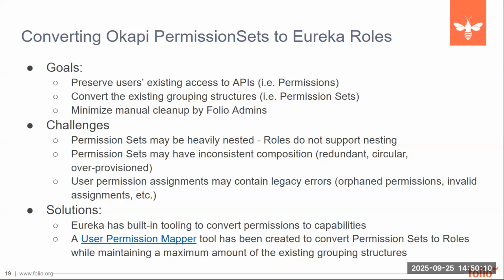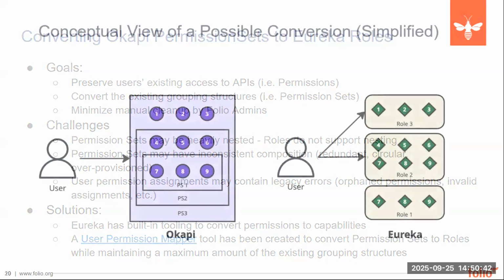There's another tool that we've also created as part of this. It's a separate tool, so it's outside of FOLIO. It's a user permission mapper tool, and it's in GitHub. It's been created to deal with the second bullet up on top, which is ensuring that we preserve the information in permission sets. Eureka itself works at the permission level, making sure that capabilities are there and assigned properly to users, but how they are organized is in permission sets, and that is reflected in a role situation. So let's talk about that a little bit more.